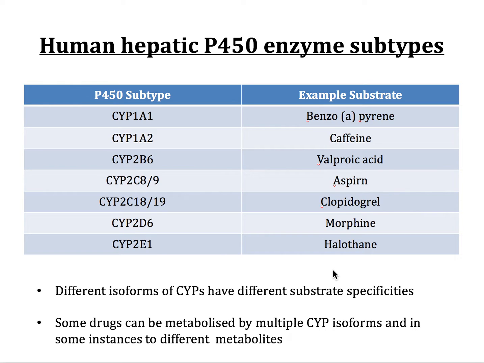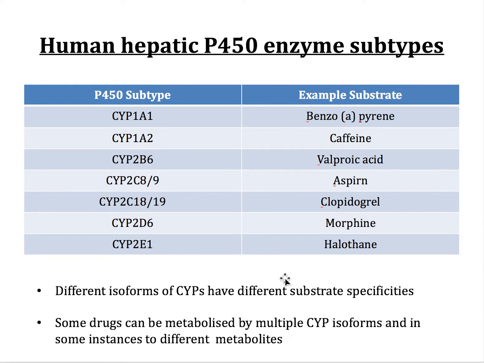And what clopidogrel does is it prevents the stent from occluding, so therefore the diameter of the artery doesn't decrease, so there's a less likely possible cause of thrombosis a second time around. So this is just a few of the different subtypes: 1A1, 1A2, 2D6, morphine. But different isoforms also have different substrate specificity. So these are the substrates: 2D6 is morphine, 2C18/19 is clopidogrel.